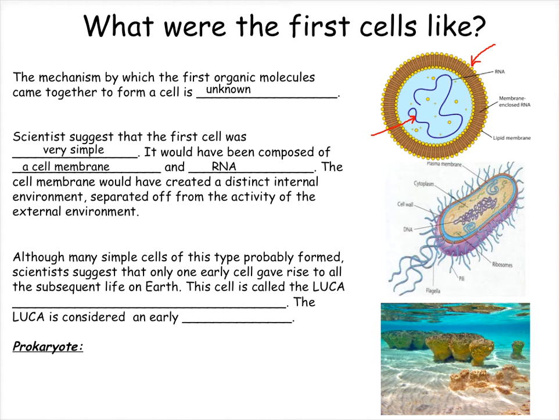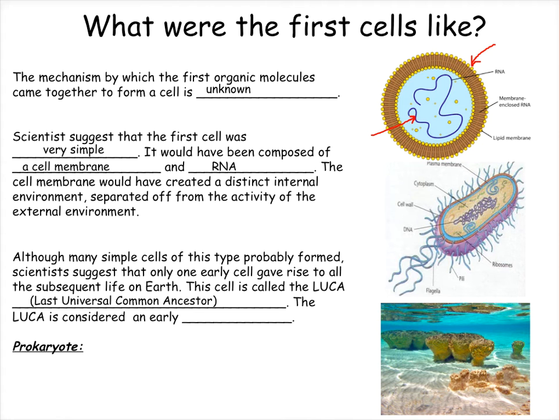Although it is thought that many simple cells of this type had probably formed, scientists suggest that only one early cell gave rise to all the other subsequent life on Earth. This very first cell, which is the ancestor to all the rest of life, is called the LUCA, or the last universal common ancestor. It is unbelievable to think about, but as we go through the course this year, we will see that evidence points to the common heritage of every living thing on the planet.